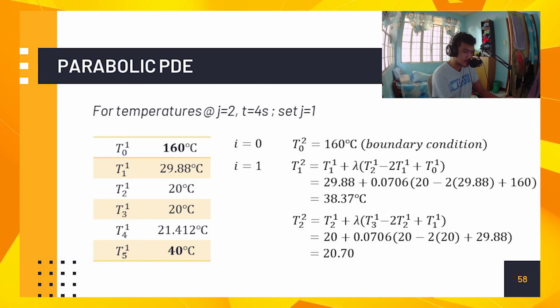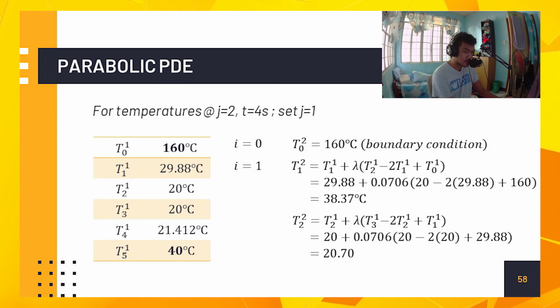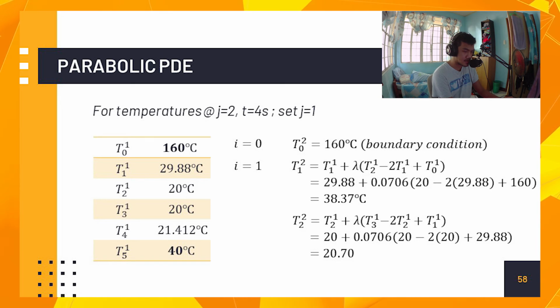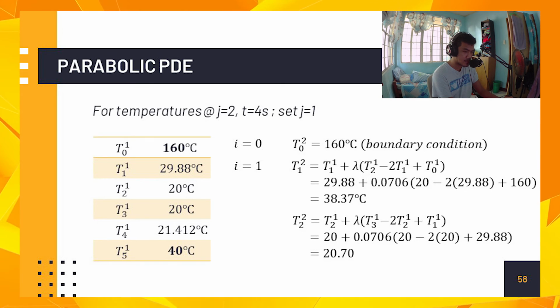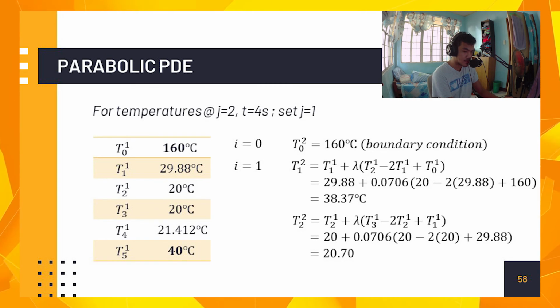to T sub 1 raised to 1 plus lambda times the quantity of T sub 2 raised to 1 minus 2 T sub 1 raised to 1 plus T sub 0 raised to 1. Substituting, we will have 29.88 plus 0.0706 times the quantity of 20 minus 2 times 29.88 plus 160, and that will give 38.37 degrees Celsius.